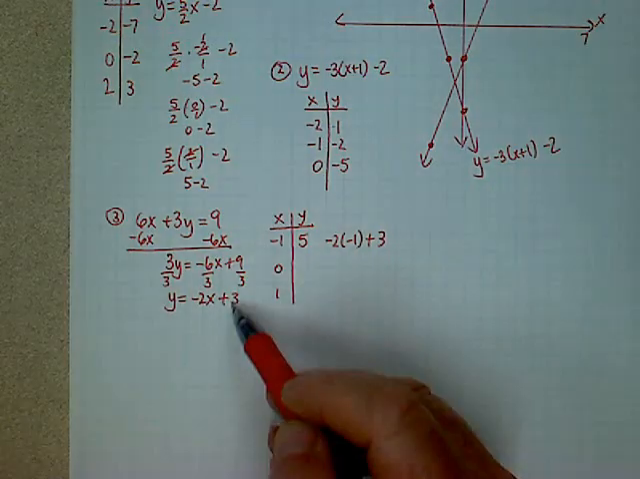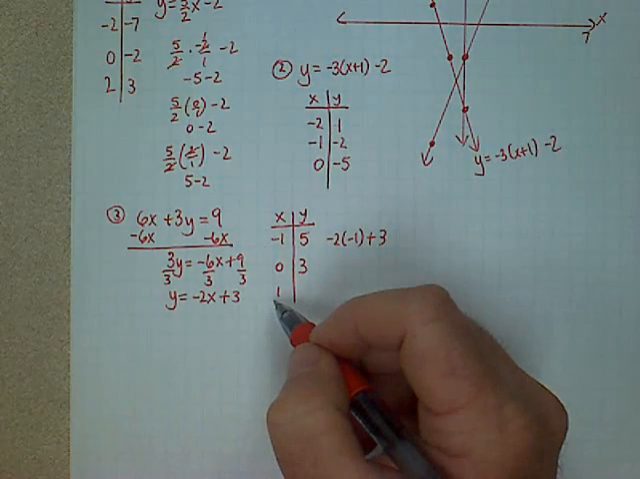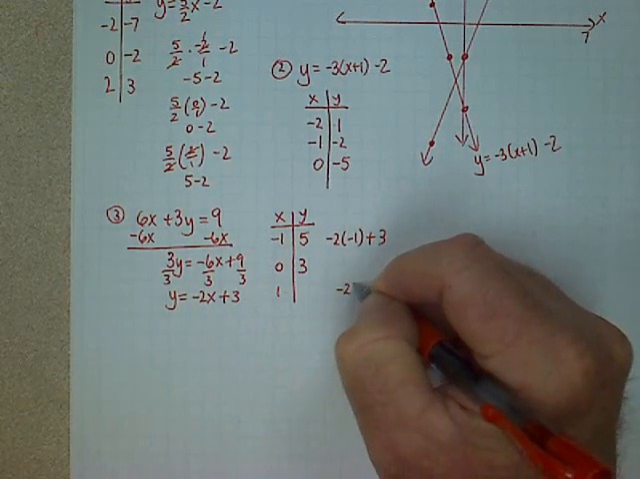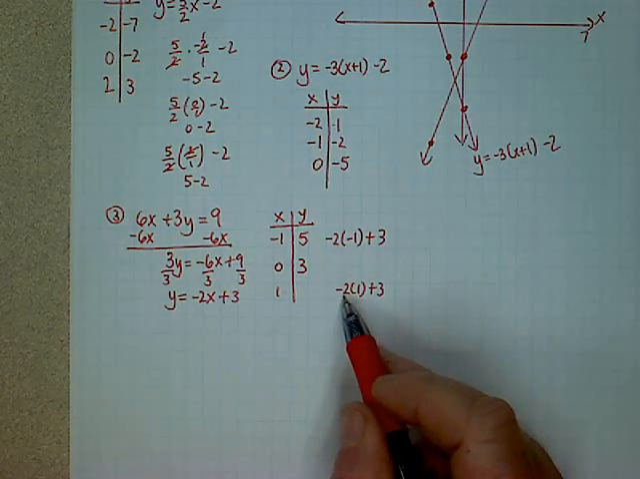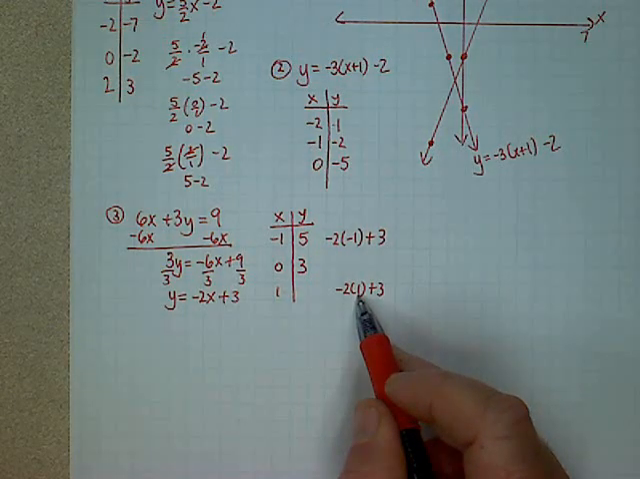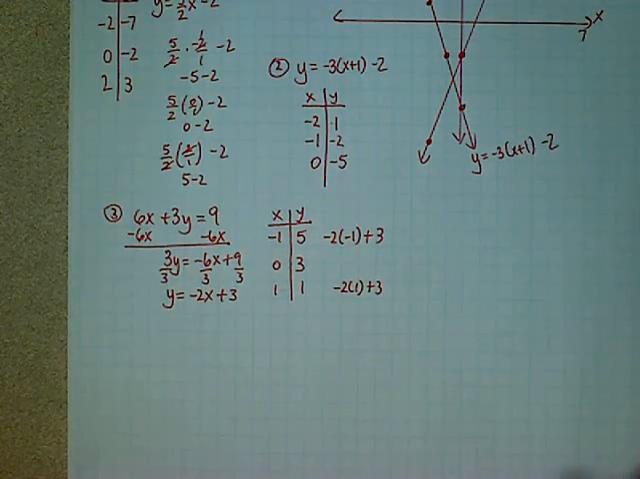I already know the 0 is going to be 3. That's the y-intercept. And then plug in 1. That'll be negative 2 times 1 plus 3. Negative 2 times 1 is negative 2, plus 3 is 1. And now we're ready to go ahead and graph.